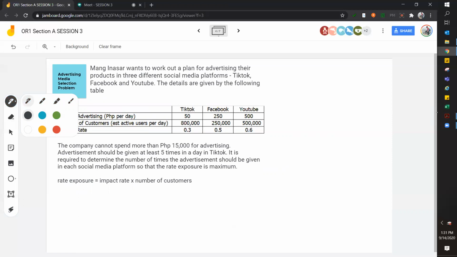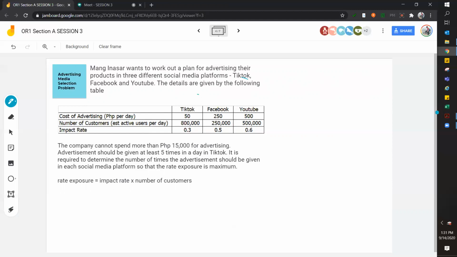Yeah. Sure, okay lang daw. So this is a kind of example of media advertising problem. Let's say you're an analyst and you have to know what platform will you use in order for you to make some advertisement, marketing advertisement. And itong mga data na to, kinolekta natin to online. So let's say yung isang kumpanya daw, si Mang Inasar, they're looking for 3 different platforms using TikTok, Facebook, and YouTube. You have this given data.